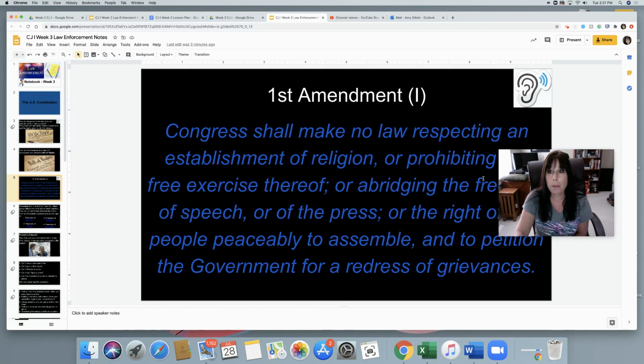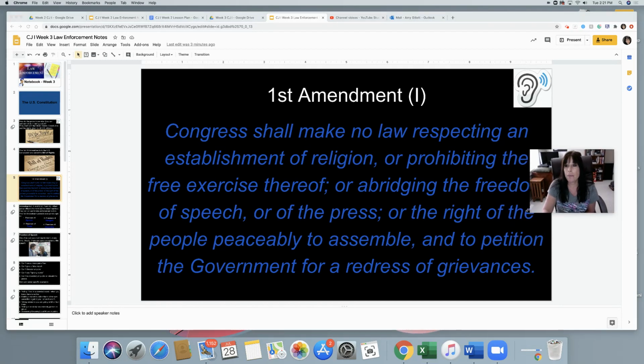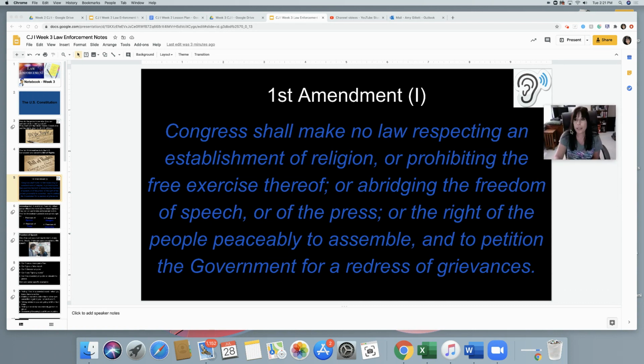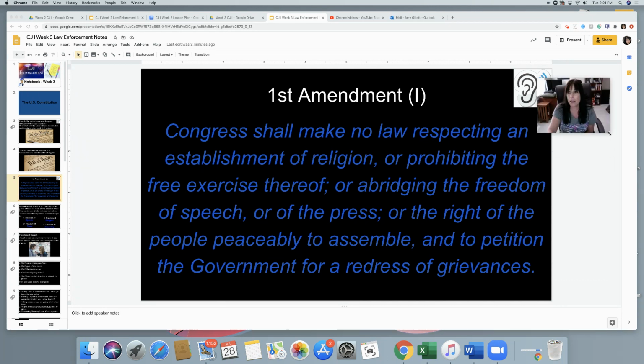So, the First Amendment, and again, you have your ear here, I have pasted exactly the wording in the amendment, and I'm going to have another document that I share with you. So you don't need to copy this word for word, but I am going to read it to you. Congress shall make no law respecting an establishment of religion or prohibiting the free exercise thereof, or abridging the freedom of speech, or of the press, or of the right of the people peaceably to assemble, and to petition the government for a redress of grievances.